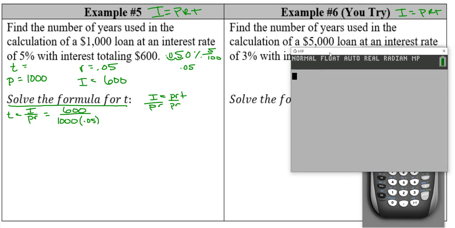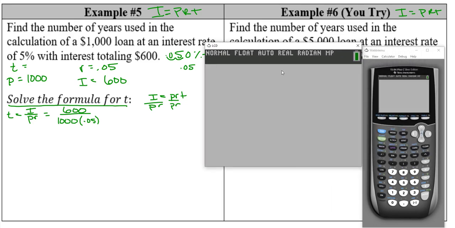Right there, boom. All right, so let's take a look. If you want, you can type this in exactly as you see it. Let the calculator do the work.